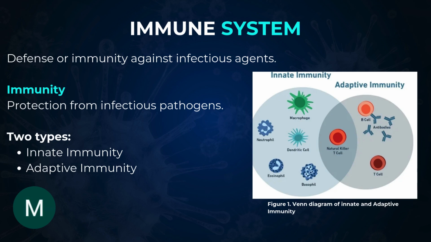In autoimmune diseases, immune cells begin to function abnormally and attack molecular components of the body's own organs. And we also have immunity, which is protection from infectious pathogens. We have two types of immunity, which are innate immunity and adaptive immunity.